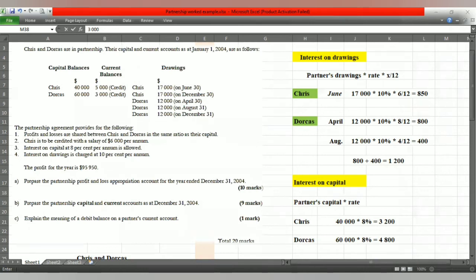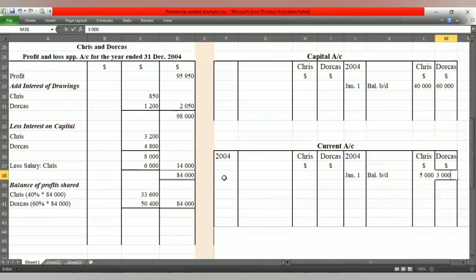Remember, the drawings will decrease the partner's worth in the business. So therefore, that is a debit balance. Remember, you decrease on the debit, increase on the credit. That is December 31st, details, drawings, and we're going to enter the drawings for both partners. Chris at a total of 34,000, while Dorcas withdrew 36,000 in total.